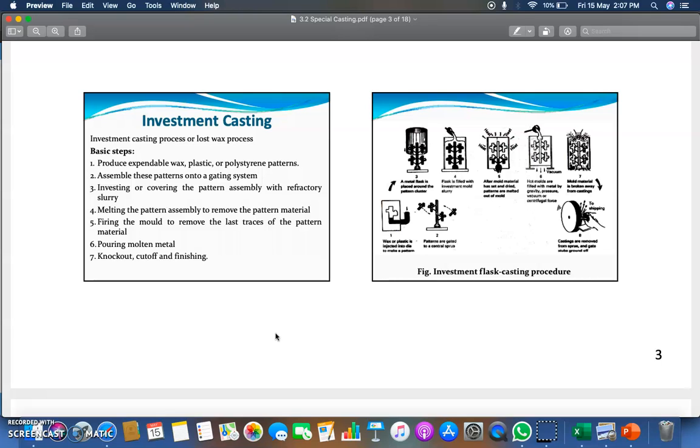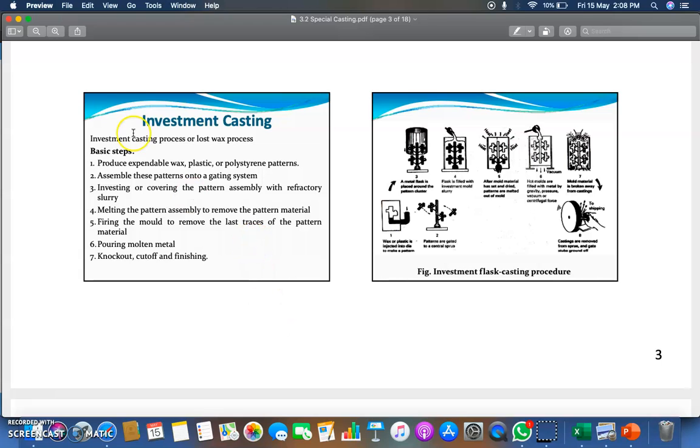In the last session we discussed shell molding, how we can prepare the shells and how we can extract the molds with the help of cope and drag pattern. We also discussed the advantages, disadvantages, and applications in the last session of the special casting method series.